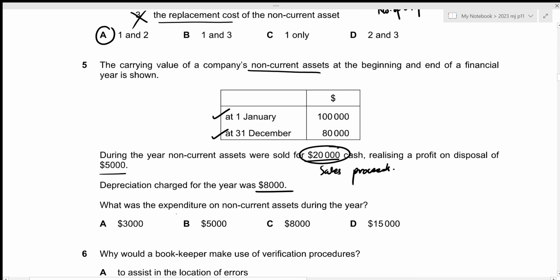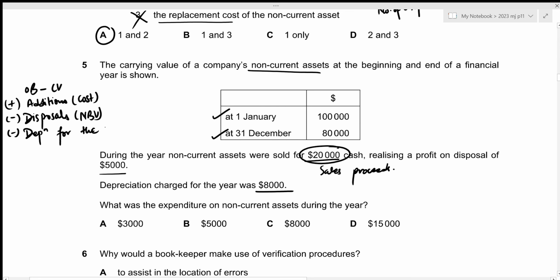We need to figure out the expenditure on non-current assets. So this just means that we need to figure out the addition of new non-current assets. Okay, remember that our schedule of non-current assets starts with the opening balance of carrying value. Then we add all of our new purchases or additions. And these will be added at cost. Then we subtract all of our disposals. And disposals will be subtracted at their net value. Then we subtract the depreciation charge for the year. Which gives the closing balance for carrying value.